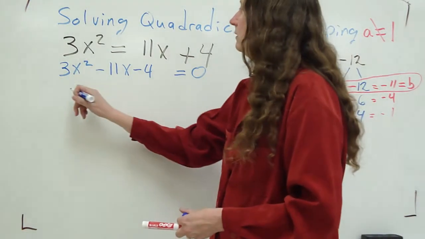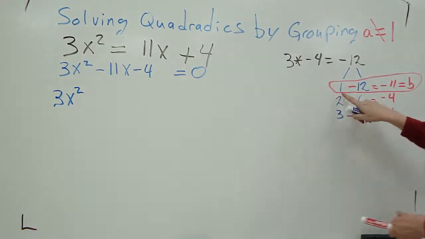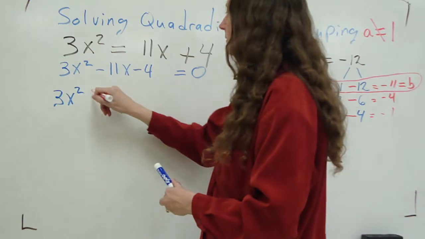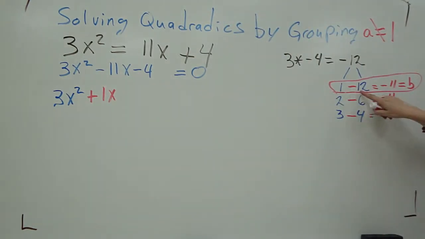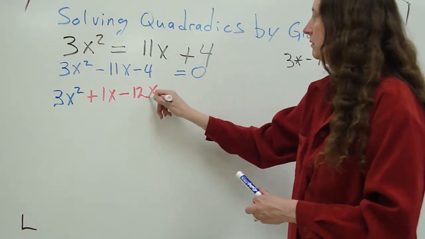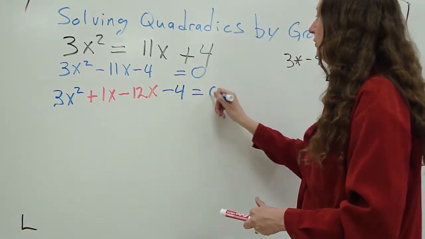I have 3x squared plus 1x minus 12x minus 4 equals 0.